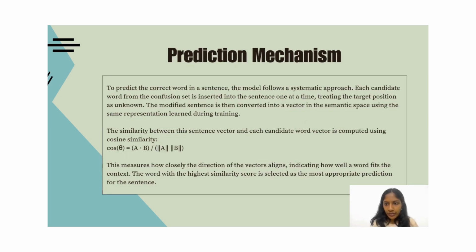Once the model has been trained and the semantic space has been constructed, it can be used to predict the correct word in a given sentence. The prediction process begins by taking a sentence that contains a target position where a word needs to be selected. For each confusion set, multiple candidate words are possible. The model inserts each candidate word into the sentence one at a time, creating multiple versions of the same sentence. Each modified sentence is then converted into a vector representation in the semantic space. This representation reflects how well the sentence aligns with the patterns learned during training.